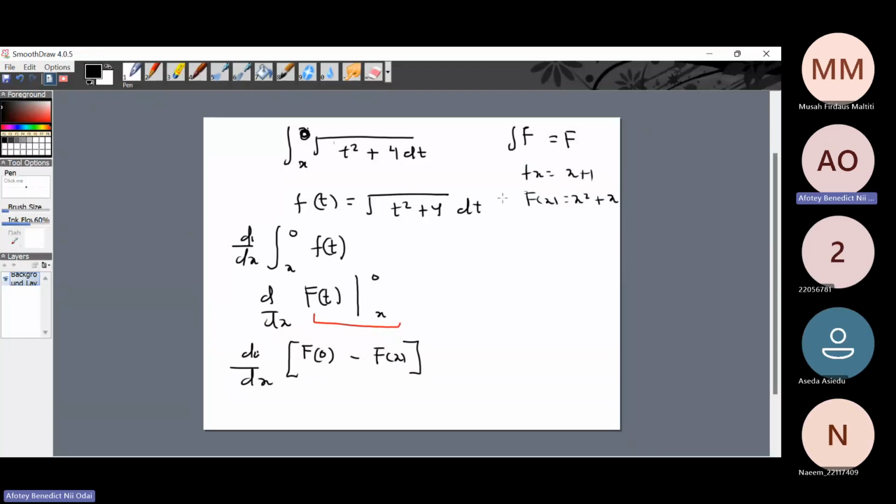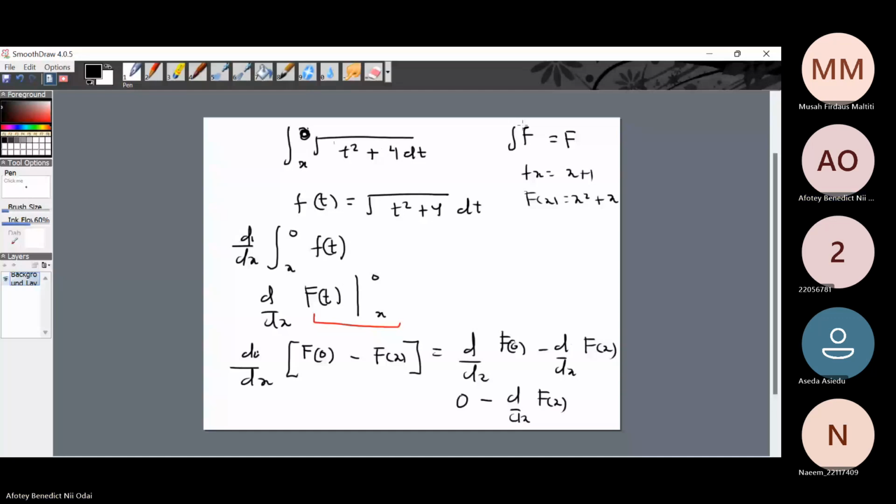We can rewrite this as d dx of F of 0, okay, minus d dx of F of x. Now, differentiating a constant, you always get 0. Now, this is the part that I want you to take note of. So, if you get 0 here, you will get negative d dx of F of x. Do we get it?